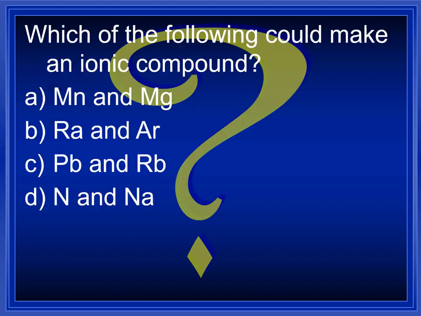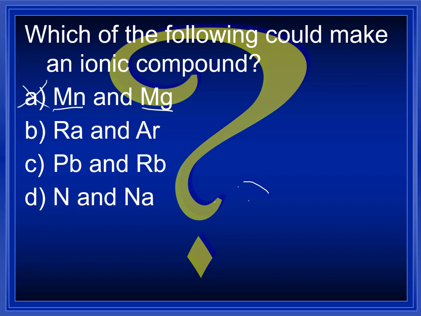So, which of the following could make an ionic compound? Mn and Mg, Ra and Ar, Rb and Br, Na and N. Well, Mn and Mg, going to make an ionic compound? Mn is a metal, Mg is a metal. Got two losers, no gainer. Not going to happen.